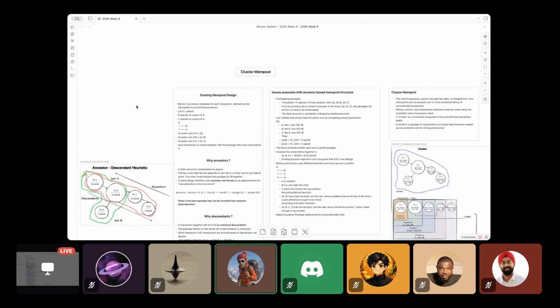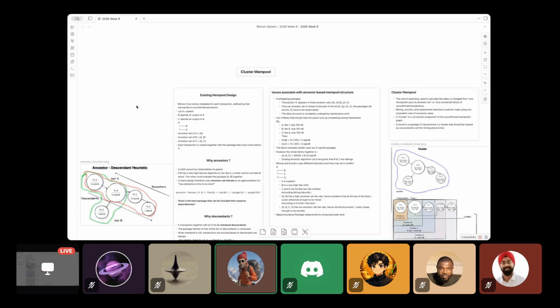The first cluster mempool theory was put forth in 2023 by Sipa, that is Pieter Wuille, and people have been working on this theory for 3 years. And recently it has been merged into Core V0.31.